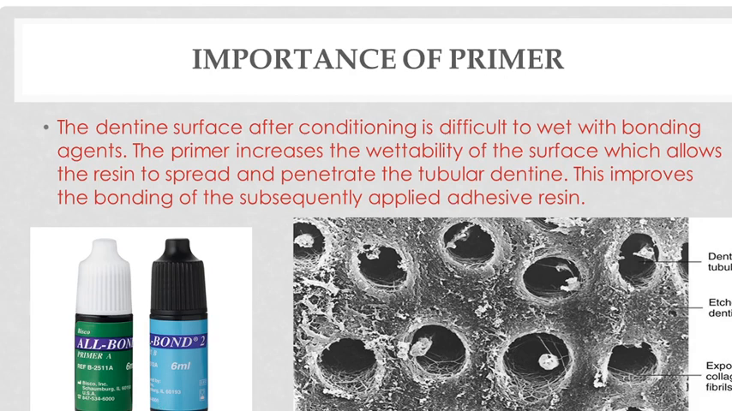This is the dentinal tubule, or tubular dentine. And then we have the etched dentin here, and these are the exposed collagen fibrils. This is important to improve the bonding of subsequently applied adhesive resin. So after we put this adhesive, this will help in bonding of the composite to the tooth structure.